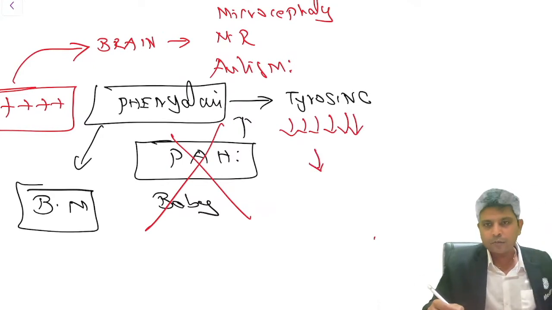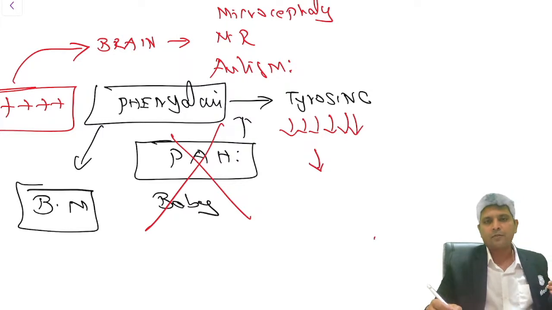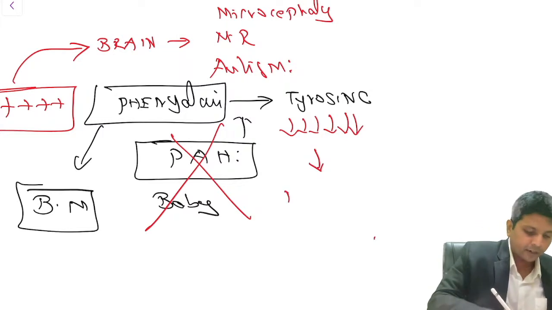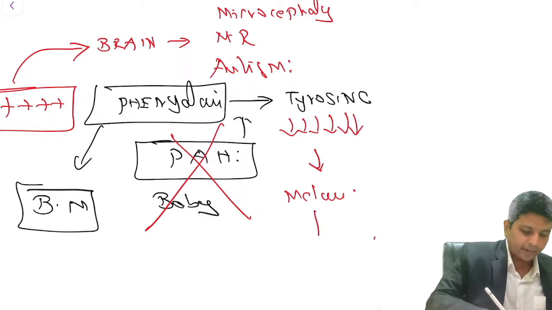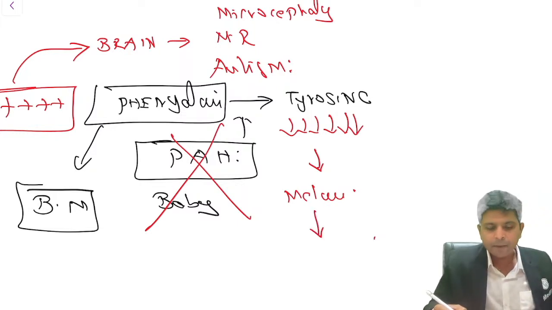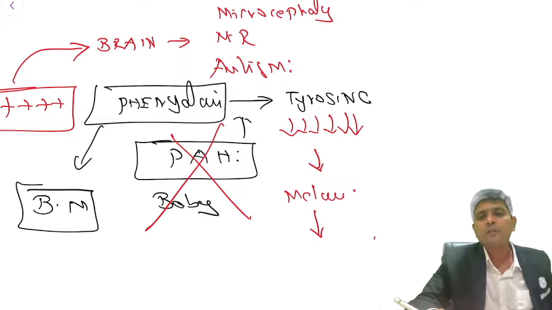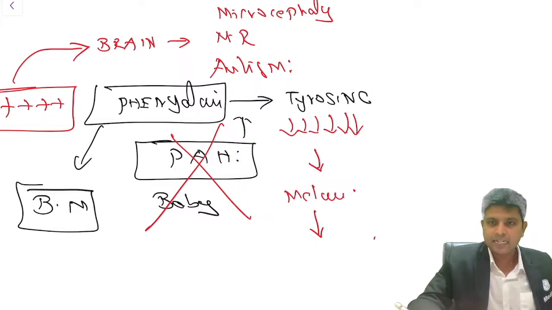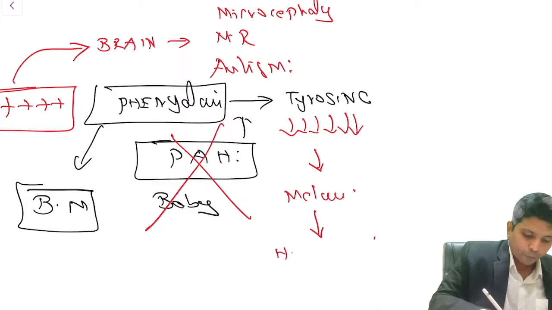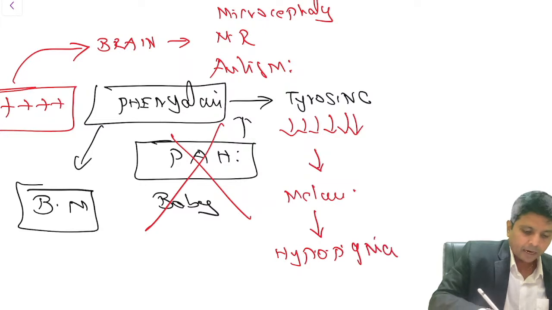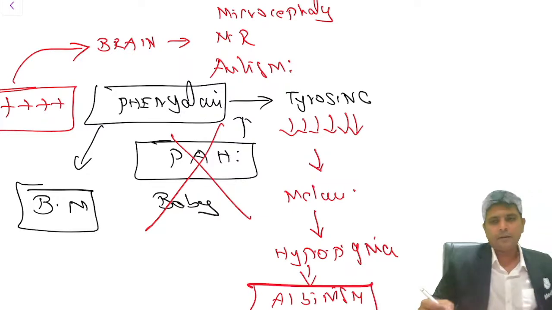From tyrosine, as you must have heard from our discussions in biochemistry, tyrosine is converted into melanin. Since there is low tyrosine, melanin will be low. Melanin is responsible for pigmentation of the skin. So when melanin is low, you have hypopigmentation leading to albinism.